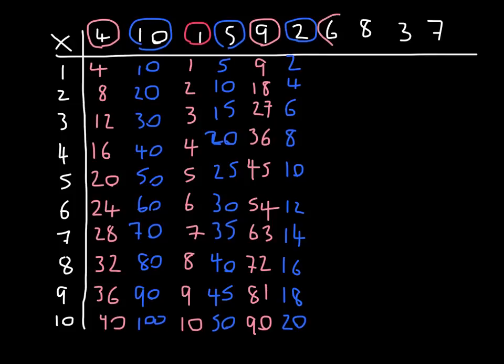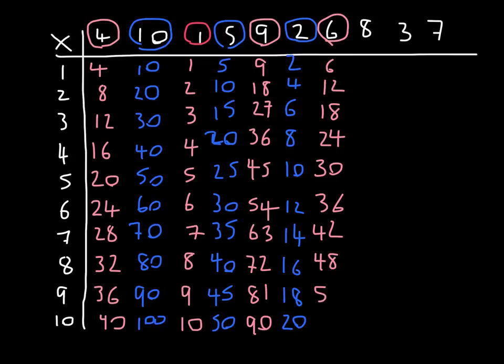On to the 6 times. 1 times 6 is 6, 2 times 6 is 12, 3 times 6 is 18, 4 times 6 is 24, 5 times 6 is 30, 6 times 6 is 36, 7 times 6 is 42, 8 times 6 is 48, 9 times 6 is 54, and 10 times 6 is 60.